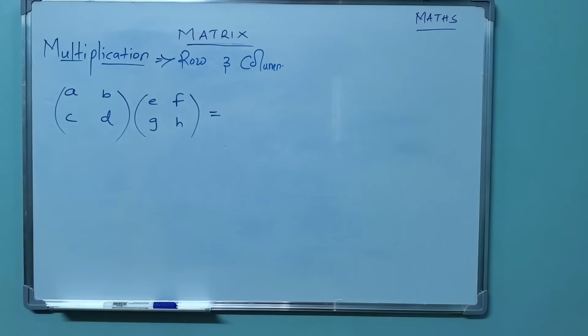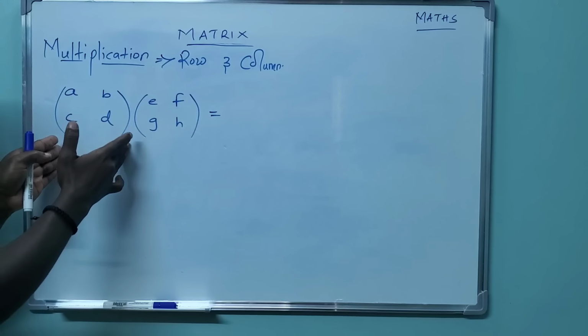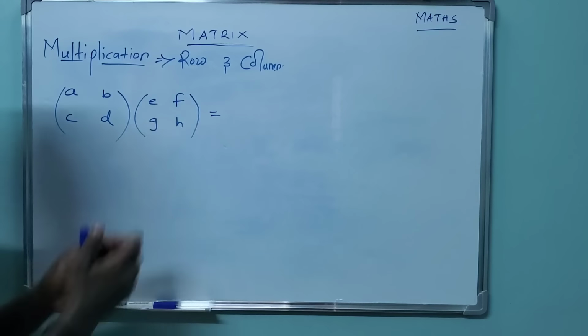Now, what do I mean it involves the multiplication of row and column? So if you decide that you're going to follow the row on this matrix, you are going to follow the column on this matrix.